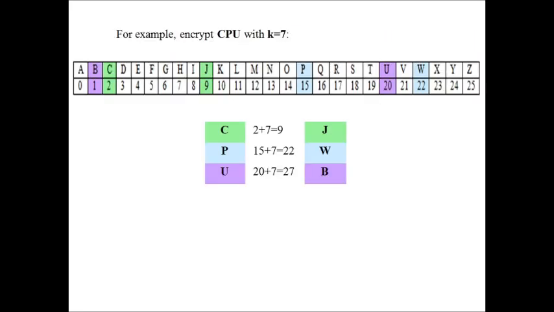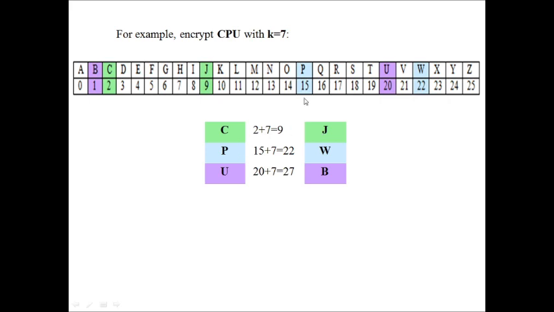Let's encrypt CPU, which stands for Central Processing Unit, with key equal to 7, by using the Caesar cipher. First we number letters from 0, then we find the first letter, C. The number of C is 2, so we add the key to 2. It is equal to 9. Find the letter which corresponds to 9. It is J, so C is substituted by J. So we do the same with the other letters.